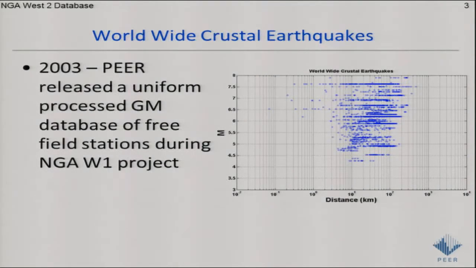So again, just to reiterate, in the West1 project, there was a database released. It's a uniform processed ground motion consisting of free field stations. This is a graphic of the magnitude distance distribution of those stations. There was a total of about 3,500 stations.